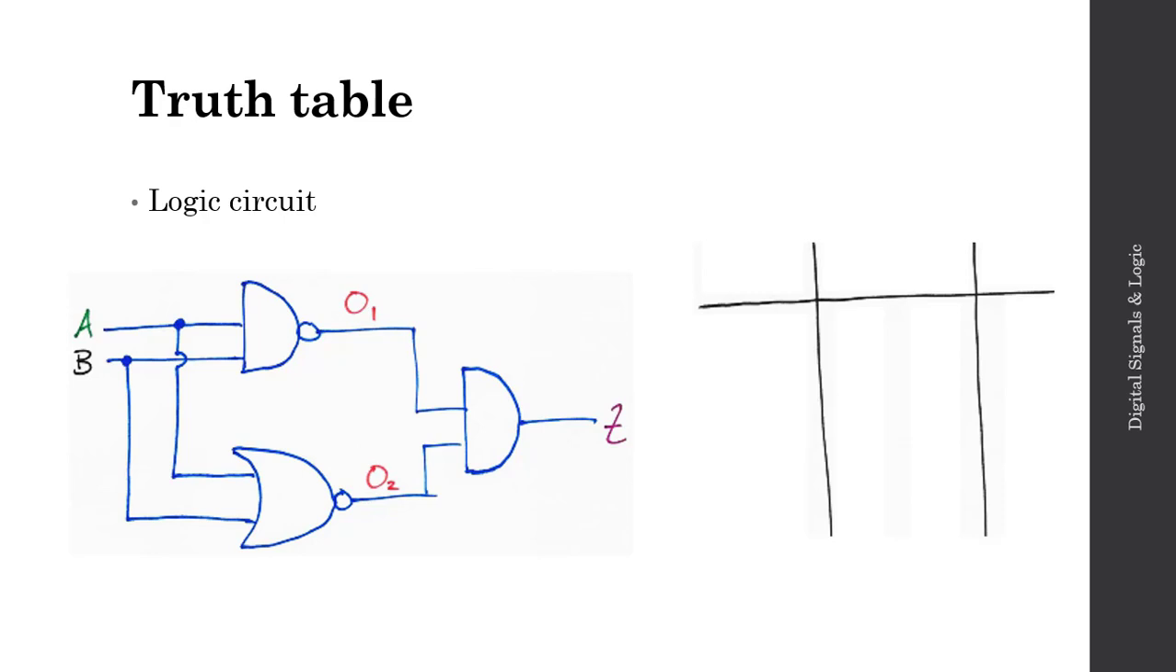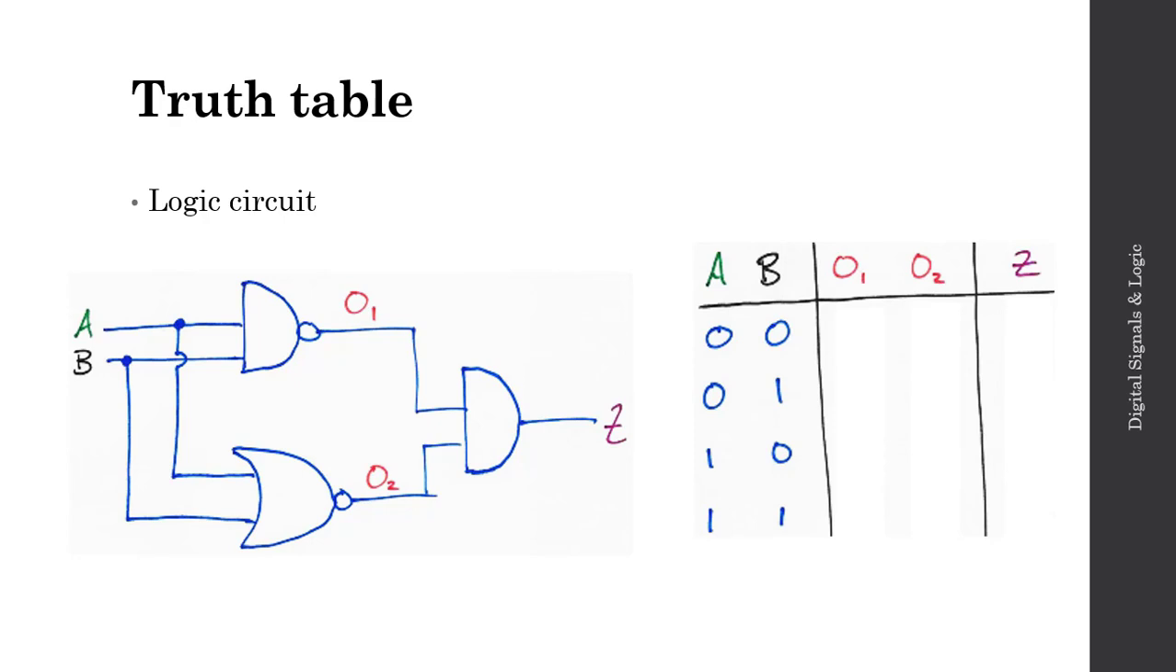Constructing the truth table for our circuit then, we'll need to account for our inputs, A and B, our intermediate signals, O1 and O2, and our output, Z. Given we have 2 inputs, that results in 2 to the 2, or 4 possible combinations of inputs, 0, 0, 0, 1, 1, 0, and 1, 1.